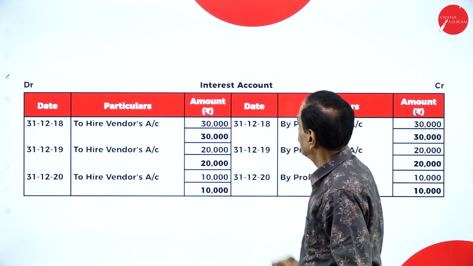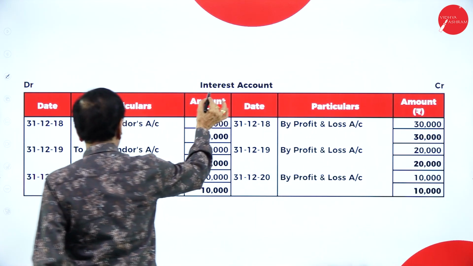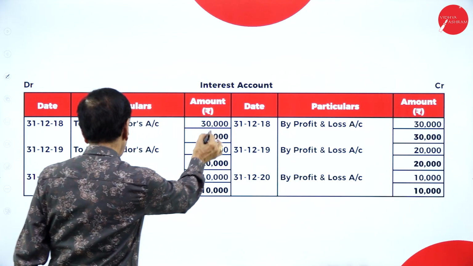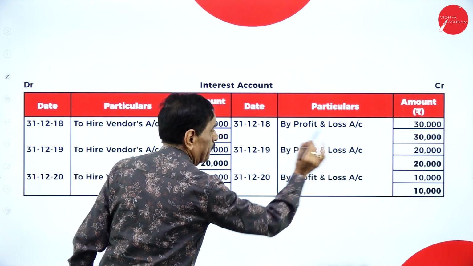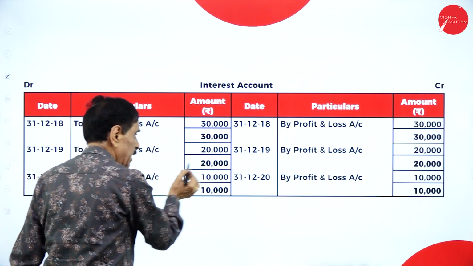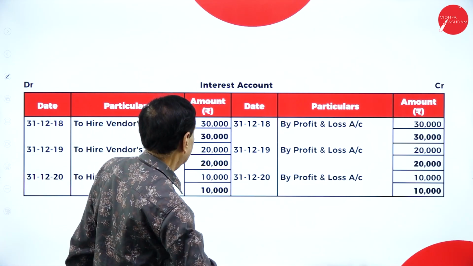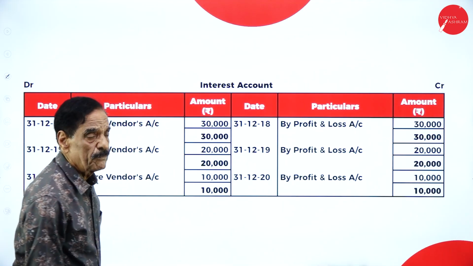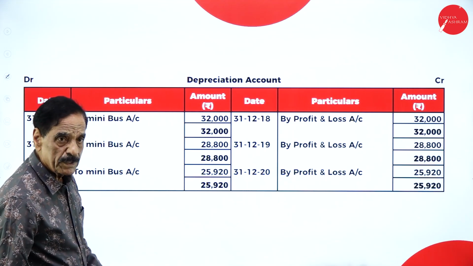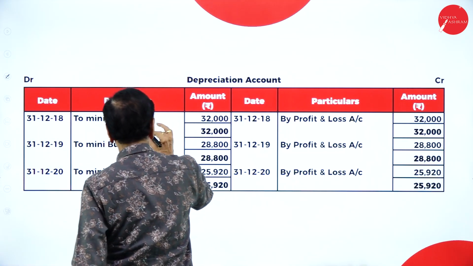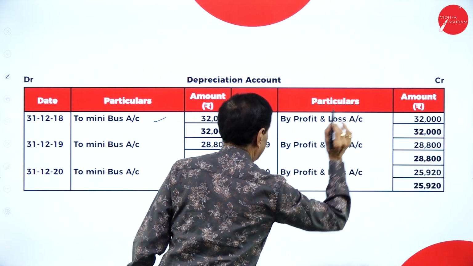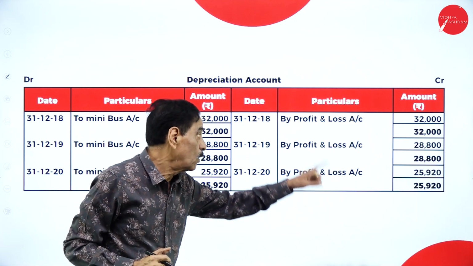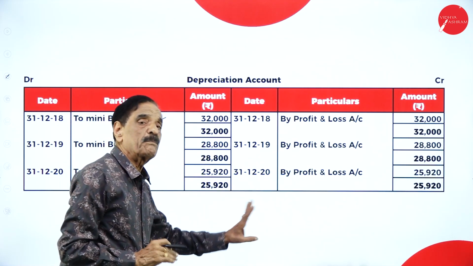Then come back here. Interest account, interest to hire vendor account by profit and loss account. Interest to hire vendor account by profit and loss account, transfer entry. Come back to depreciation. Depreciation to asset account, transfer to profit and loss account. Depreciation to asset account by profit and loss account.